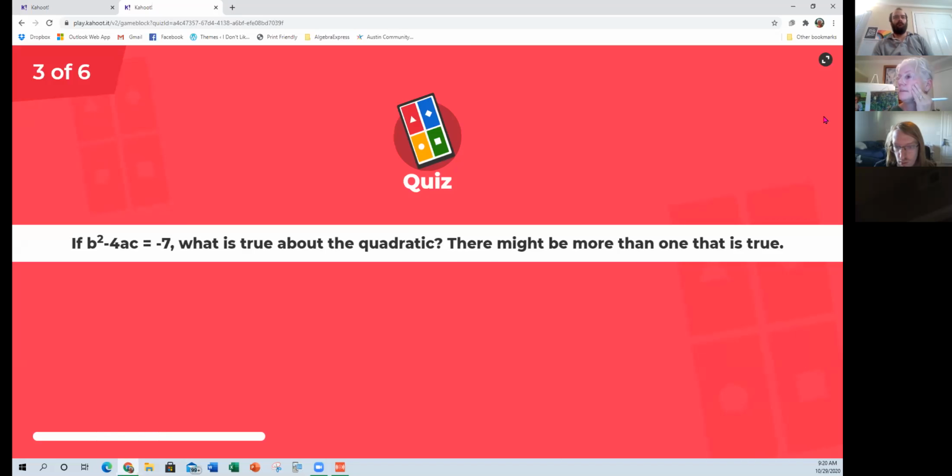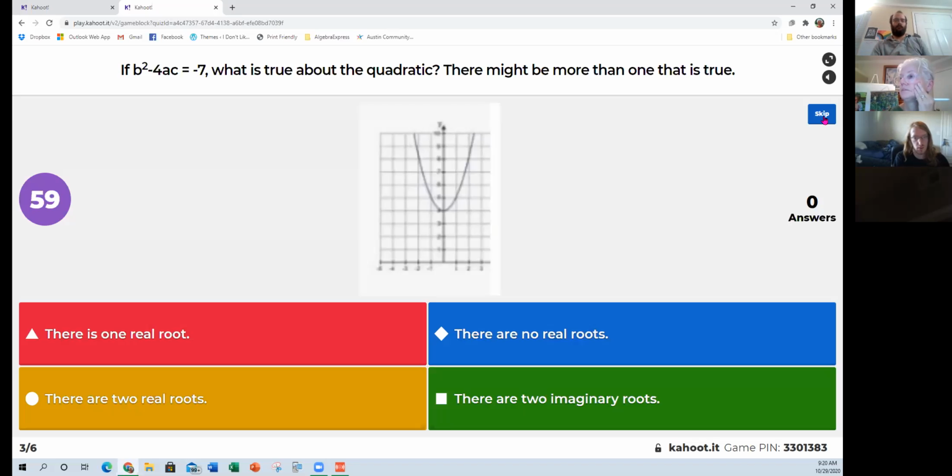Okay, this one, there's more than one right answer. Pick all that are right. If b squared minus 4ac is negative 7, what is true about the quadratic?